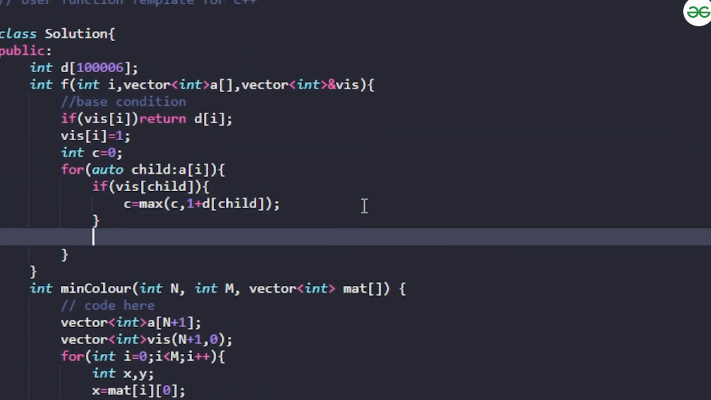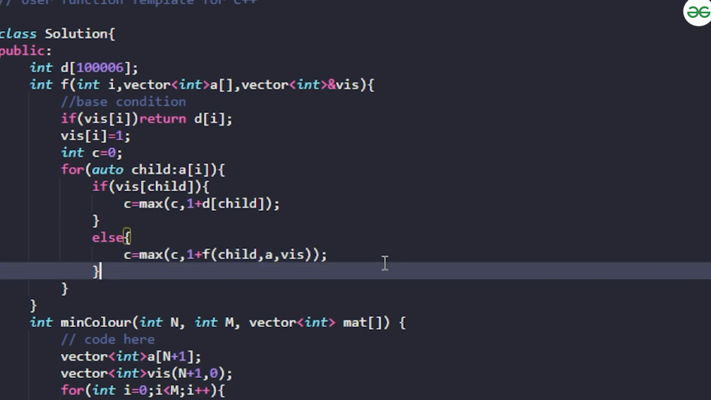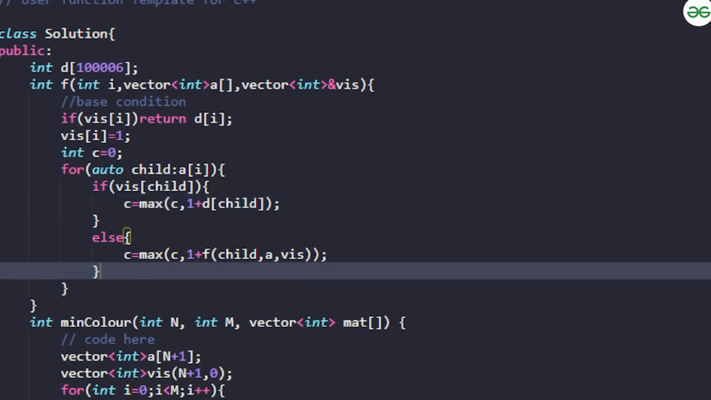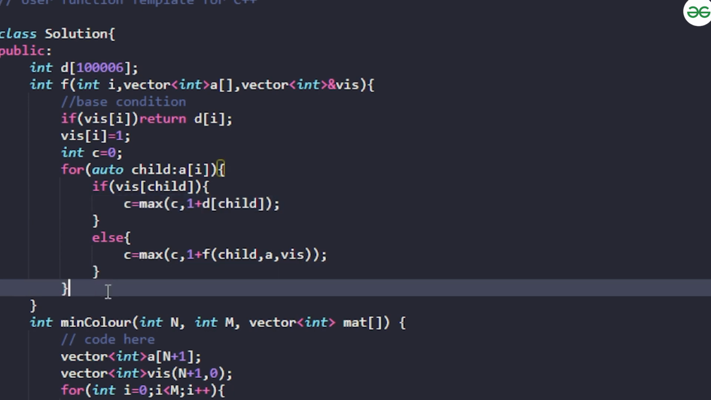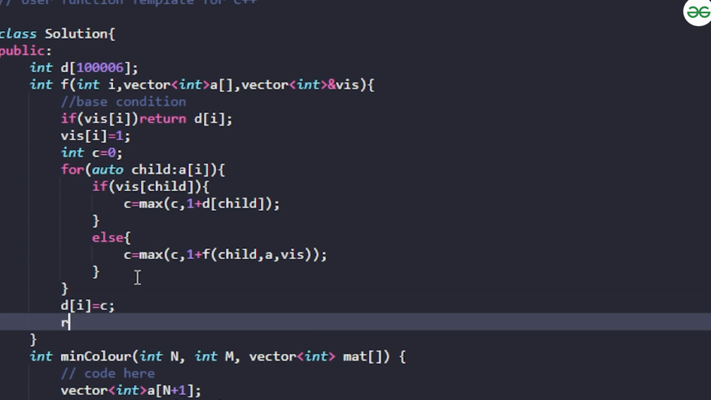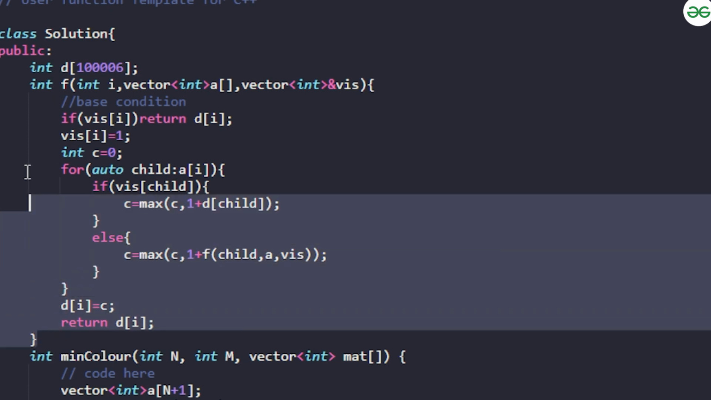Now, if it is not visited, in that case we will recursively call the function again to calculate the value of that particular child. So we will use the function again to compute the value of this child recursively. Okay, and when we calculate the value, we will assign it to dp[i], which we have calculated, and then we will simply return dp[i]. Okay, now we have implemented this particular function f.